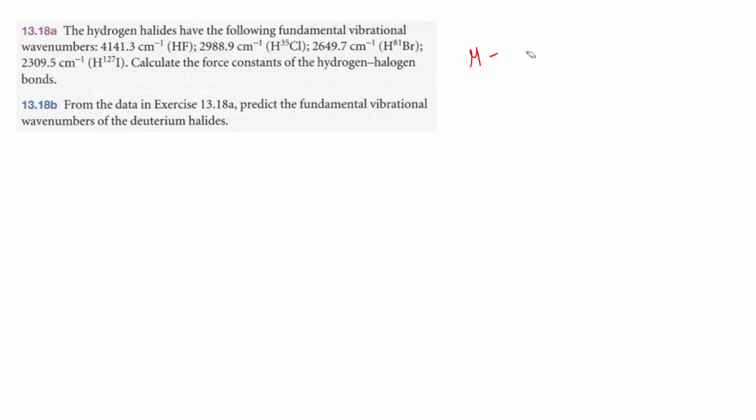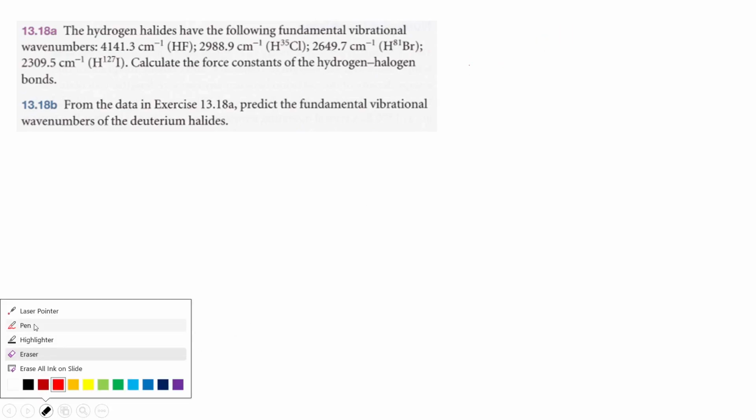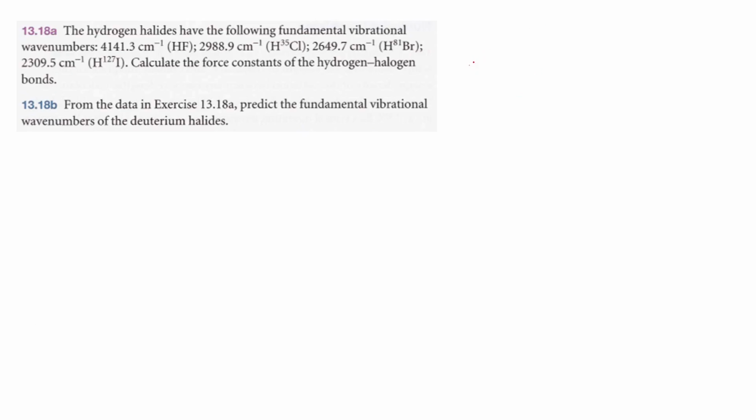It's always better to go from the past thing. What you remember is that nu bar is 1 over 2 pi c times the square root of k by mu. So we need the k value, right? So k is going to be 4 pi square c square nu bar square mu. Okay, now it's correct. Nu bar is given. You need to calculate the reduced mass.